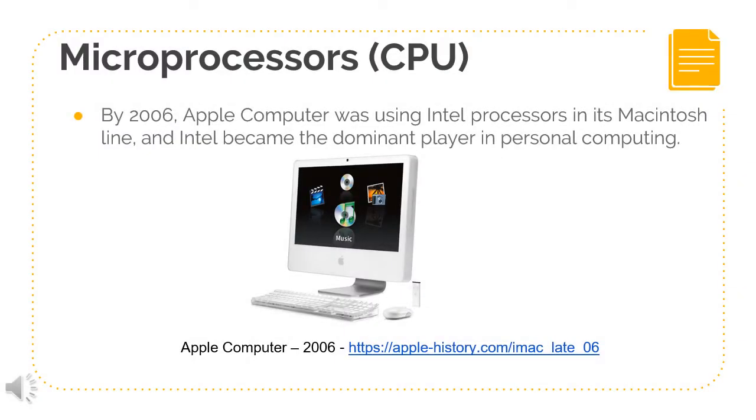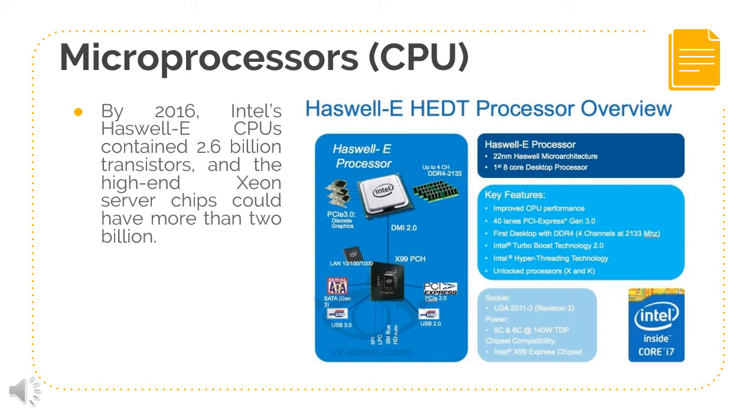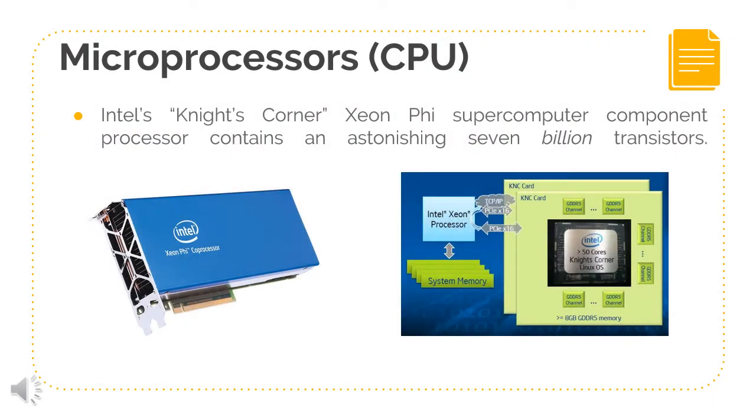By 2006, Apple Computer was using Intel processors in its Macintosh line, and Intel became the dominant player in personal computing. By 2016, Intel's Haswell E CPUs contained 2.6 billion transistors, and the high-end Xeon server chips could have more than 2 billion. Haswell is a 22nm microarchitecture, the first 8-core desktop processor. Intel's Knights Corner Xeon Phi supercomputer component processor contains an astonishing 7 billion transistors.